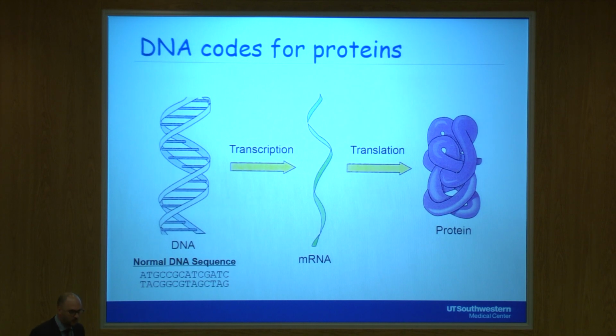So DNA is important because it codes for proteins. There are specific regions of DNA that are transcribed into this molecule called mRNA. mRNA is then translated into protein. And proteins are the molecules in your cells that perform pretty much all of the functions within a cell.